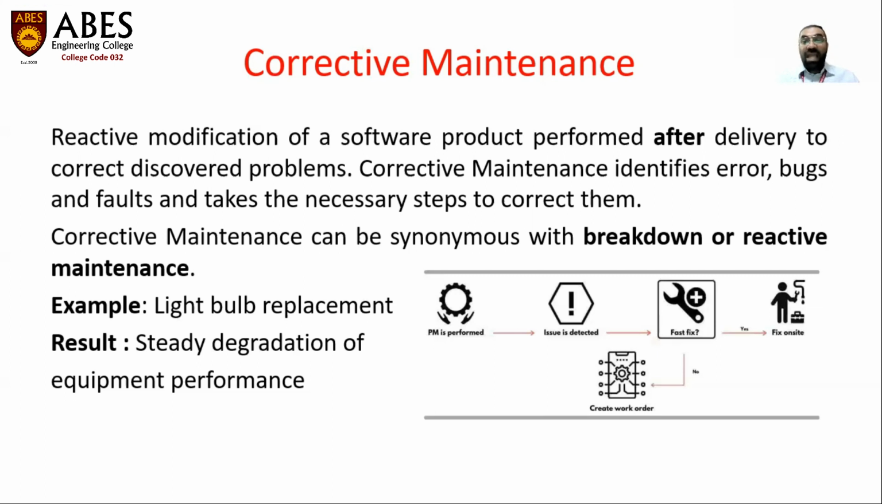Another example is light bulb replacement. If you see any kind of home, nothing is there, meaning you don't have any LED bulb or anything available. So what you have is normal bulbs that have been replaced by LED bulbs. What exactly is the result? Steady degradation of equipment performance. That is a major issue. You need to find it out and you need to clear it out.